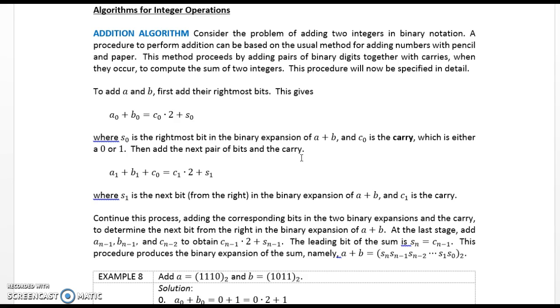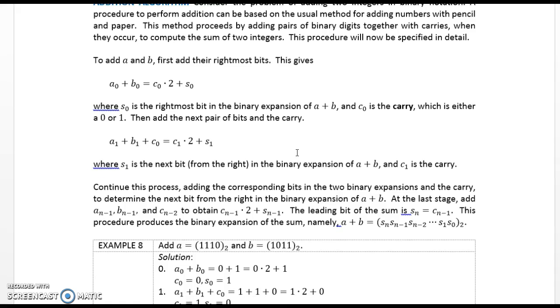Then add the next pair of bits and the carry: A1 plus B1 plus C sub 0 is equal to C1 times 2 plus S sub 1, where S sub 1 is the next bit from the right in the binary expansion of A plus B and C sub 1 is the carry. Continue this process, adding the corresponding bits in the two binary expansions and the carry to determine the next bit from the right in the binary expansion of A plus B.